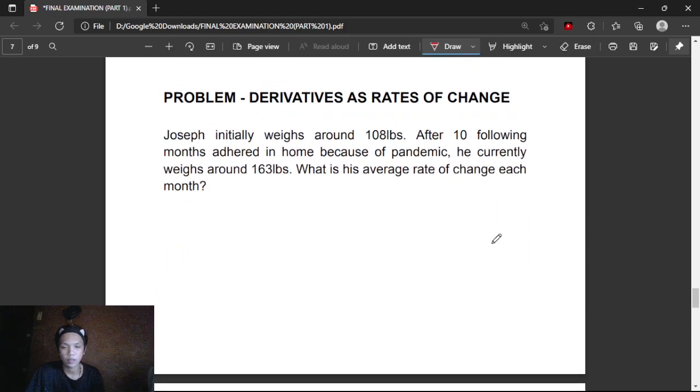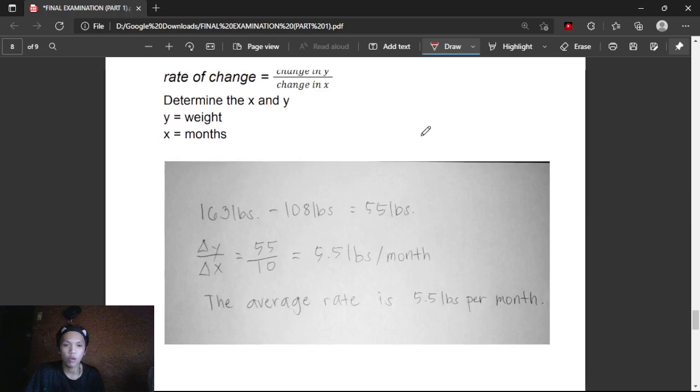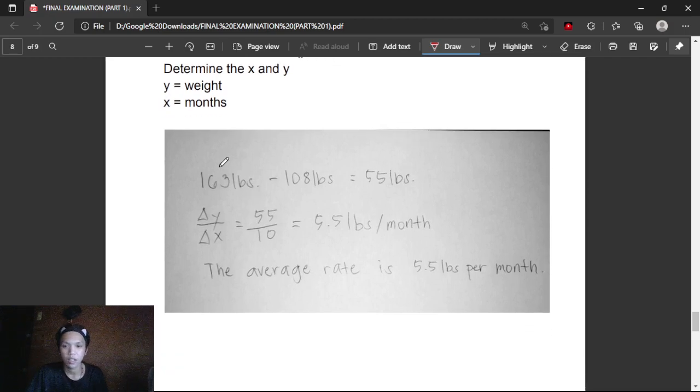So my problem is, Joseph initially weighs around 108 pounds. After 10 months of staying at home because of the pandemic, he currently weighs around 163 pounds. What is his average rate of change each month? So we will use the rate of change formula. Then determine the x and y, where y equals weight and x equals months. To get how much weight he gained, we subtract 108 pounds from 163 pounds, and it equals 55 pounds.